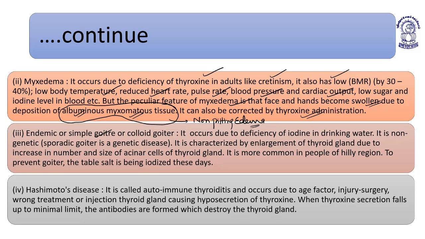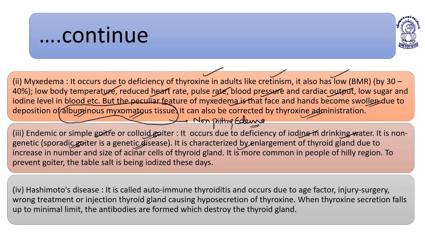Endemic goiter, or simple goiter, or colloid goiter, occurs due to the deficiency of iodine in drinking water. It is non-genetic, unlike sporadic goiter, which is a genetic disease. That is why it is known as colloid goiter or simple goiter. So endemic goiter is a non-genetic goiter. It occurs due to the deficiency of iodine in drinking water.